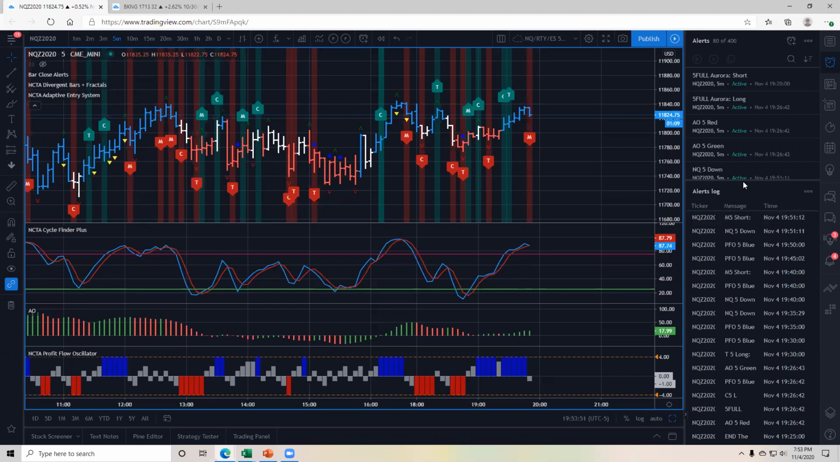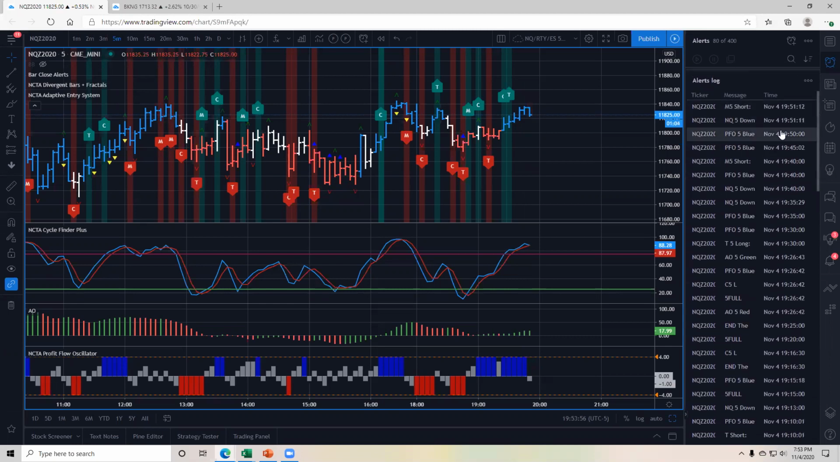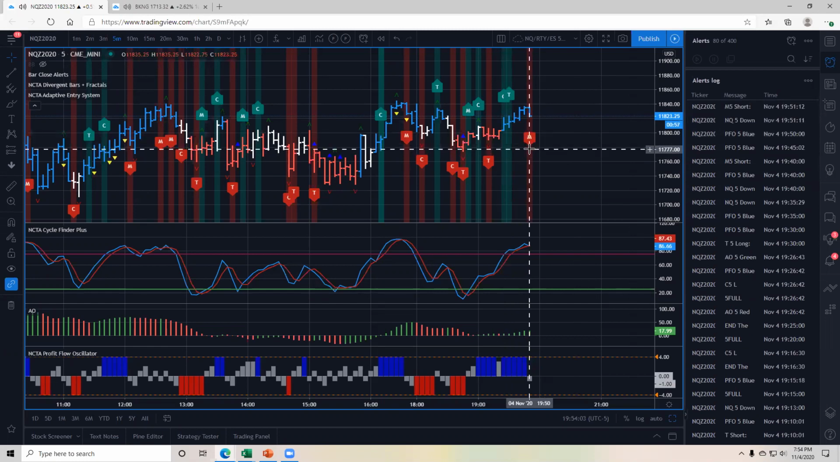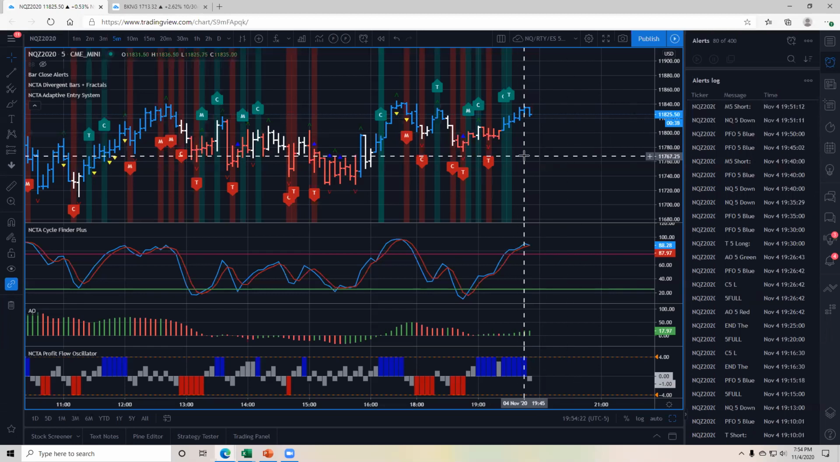Now, one of the things that we pay attention to, though, is when does the signal come on? So we have an alerts log here that tells us exactly what time the signal came on. And we can see that this came on the 1950 bar. That's the bar that opened at 1950. But the signal didn't come on, as we see right here, until 1951 and 12 seconds. And we only take trades that come on within 3 seconds of the open of the bar.